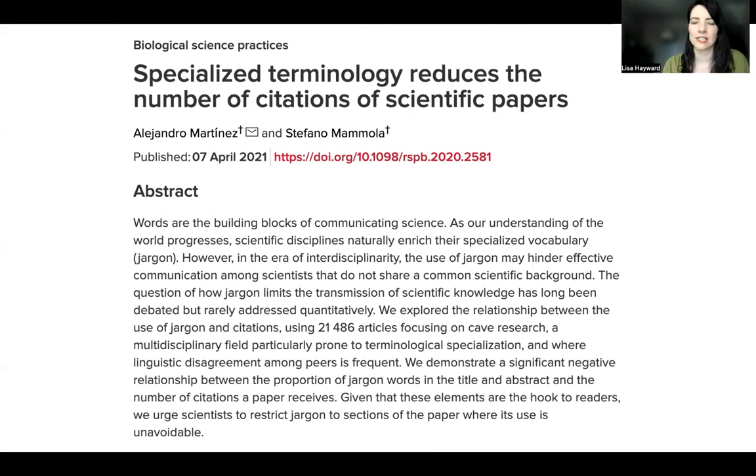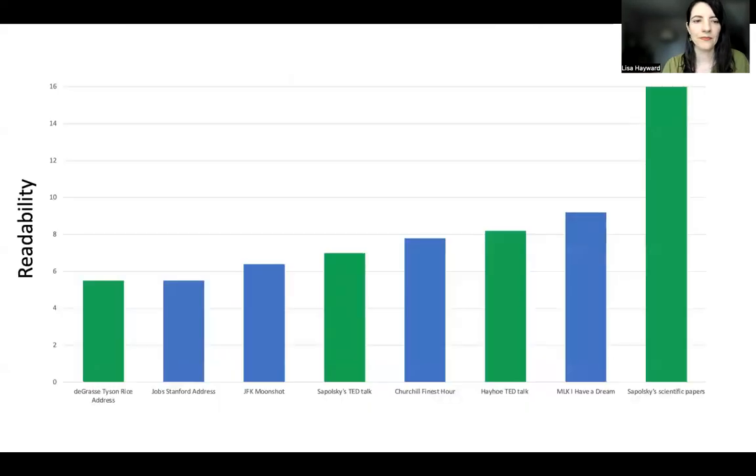So this shows that having specialized terminology or jargon reduces the number of citations of scientific papers. So your impact is going down effectively. If you want that impact up, and who doesn't, it's a good idea to get away from your jargon. So let's look at what some of the best communicators of our day are doing, as well as some of the better orators of the past.